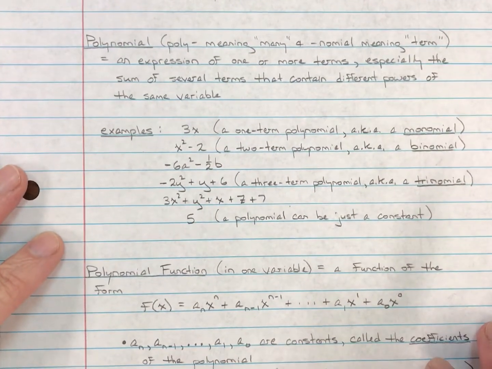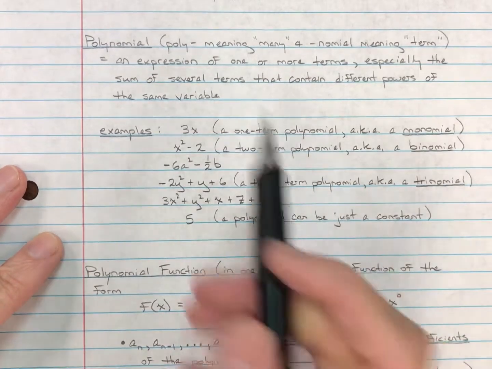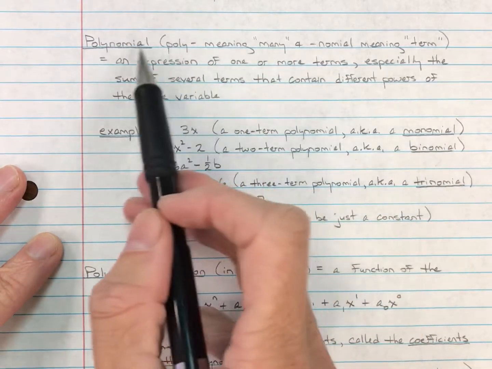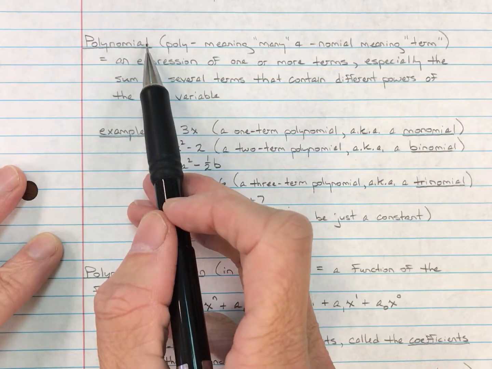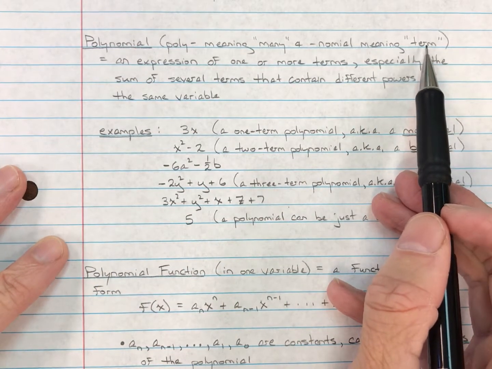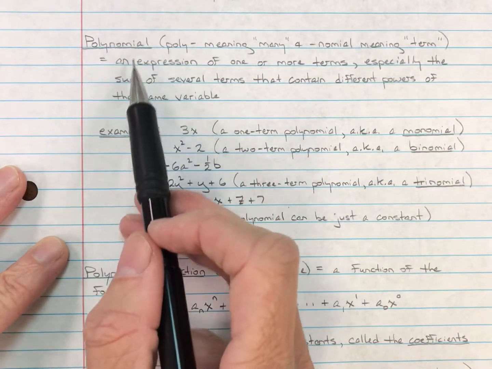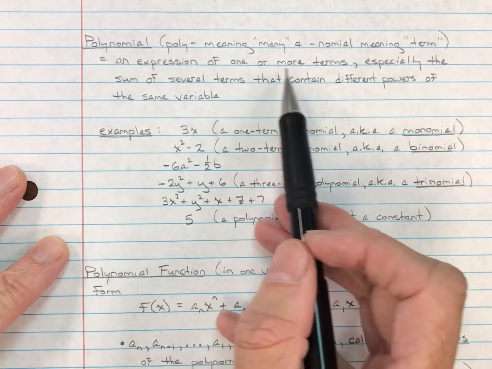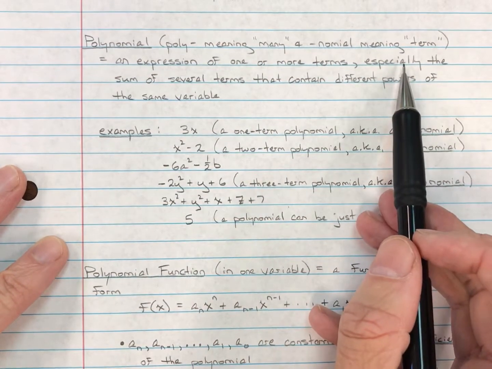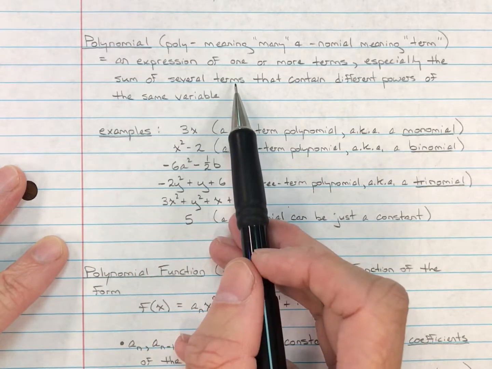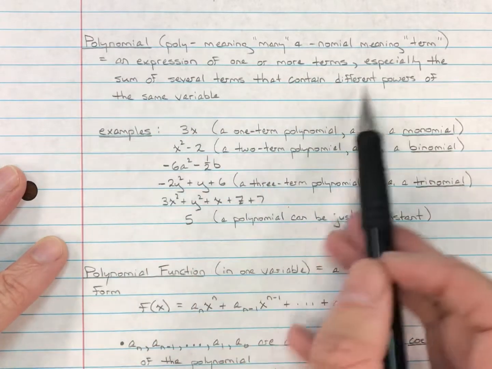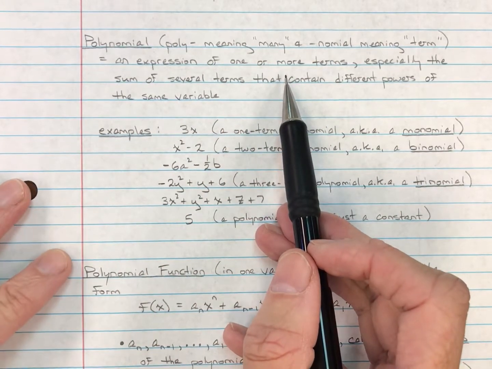Okay, first things first, what is a polynomial? Well, the prefix poly means many. The suffix nomial normally means name. In this case, it means term, in mathematics. So, a polynomial is an expression of one or more terms, many terms, especially the sum of several terms that contain different powers of the same variable. We'll speak to this second piece here in just a moment.